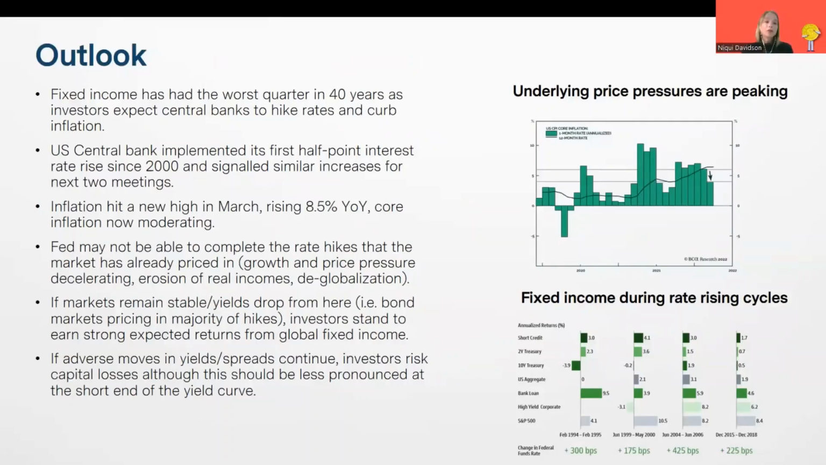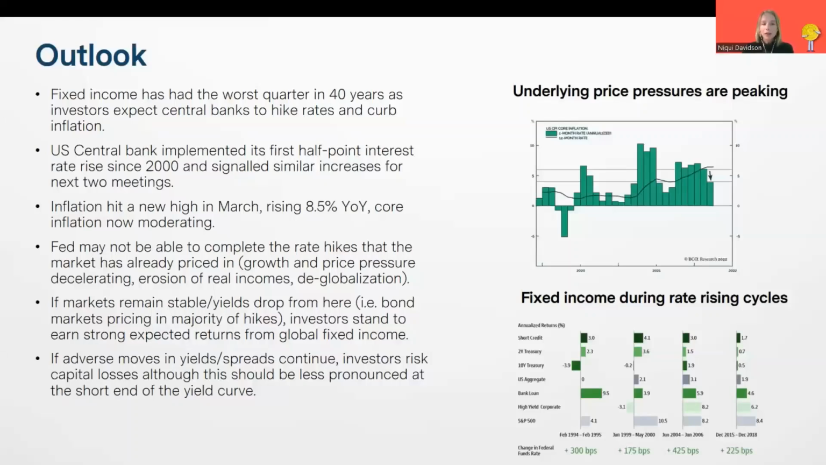We saw the US Central Bank implement its first half-point interest rate hike just last week, the first half-point hike that we've seen since 2000. So they're starting to embark on these more aggressive rate hikes and have signaled similar increases for the next few meetings. But given that the rate hikes are expected to curb inflation, what we are seeing is that inflation has already started to come under some sort of control.